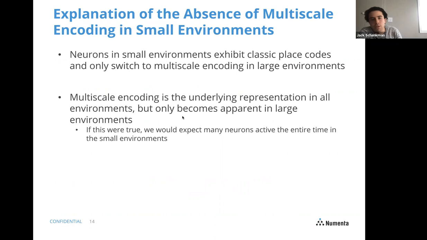So we touched on this earlier, but this paper begs the question: is it that multi-scale encoding is the underlying representation and in a small environment, it's just a small aspect of this that is seen? Or is it that the neurons are actually switching when they get into the larger environment to use multi-scale encoding? And the authors seem to prefer the second approach, that the neurons are switching from single scale encodings to multi-scale, because they argue if it were multi-scale encodings, then in the small environments, you would see some neurons that are just always on because their place field would encompass the entire length of the small environment.